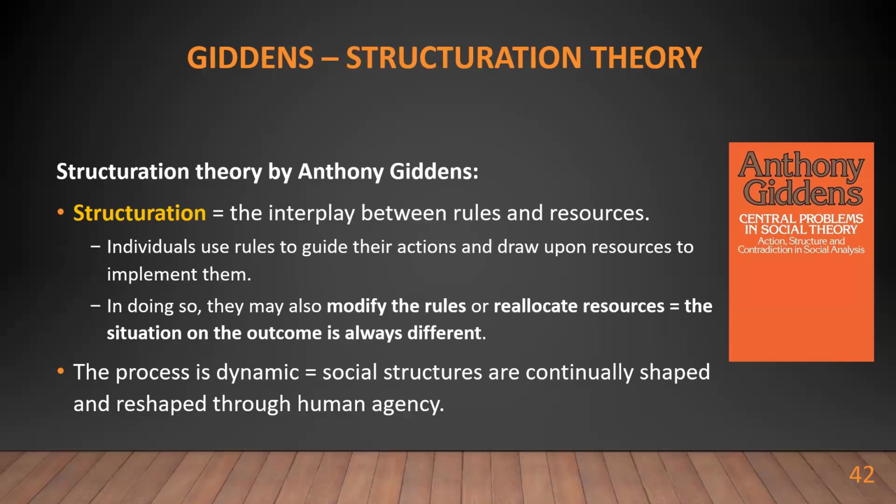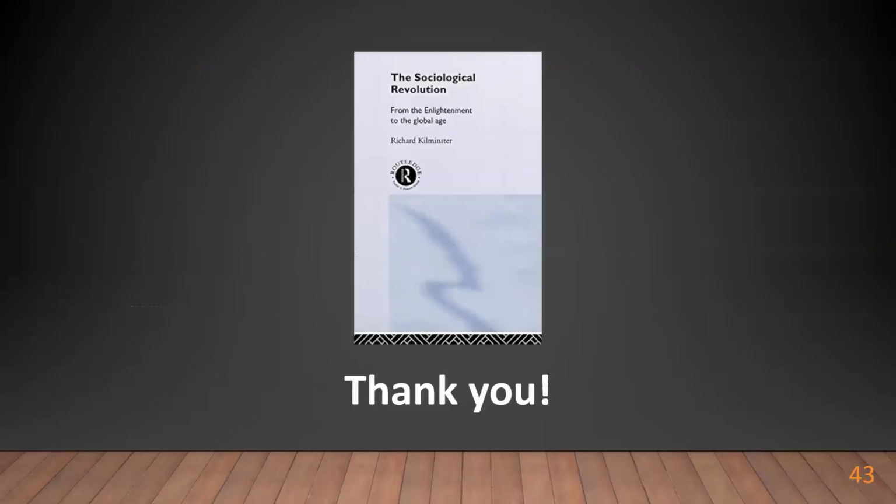So individuals use rules as guides of their actions, but they also modify the rules and therefore modify the situation. And the process is a constant dynamic. The social structures are continually shaped and reshaped through the human agency, but human agency and human constitution is also reshaped by the society. So there's a mutual influence of both upon each other.